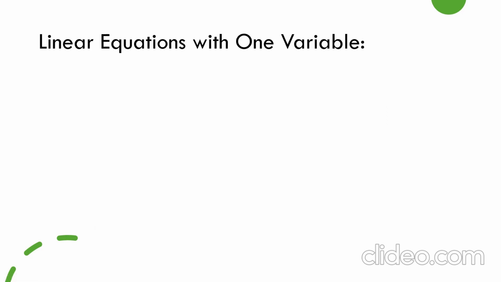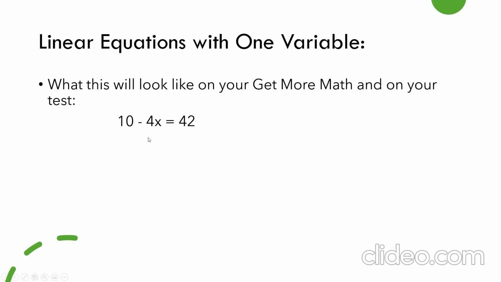So now that we've seen what a linear equation with one variable will look like in real life, let's talk about what it will look like on the test. So we might have a problem: 10 minus 4x is equal to 42. Now, of course, we have to get all of our non-variables on the same side. So we are going to subtract that 10 from both sides. 10 minus 10 gives us 0, minus this 4x, so that -4x just comes down. And then 42 minus 10 gives us 32.